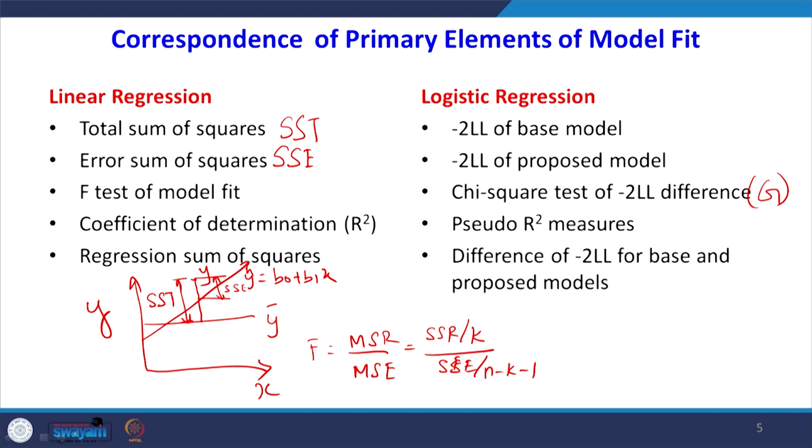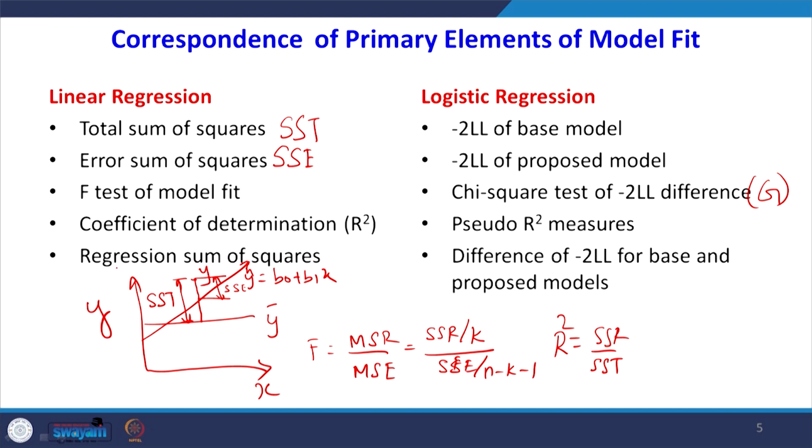In linear regression, to explain the model fit, the goodness of the model, the term used is the coefficient of determination, R square. So, what is R square? R square is SSR divided by SST, regression sum of squares divided by total sum of squares, otherwise explained variance divided by total variance. The equivalent term in logistic regression is pseudo R square. I will explain the formula for finding pseudo R square in coming slides.